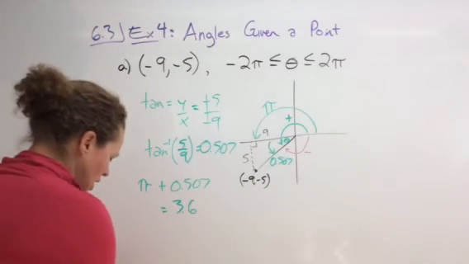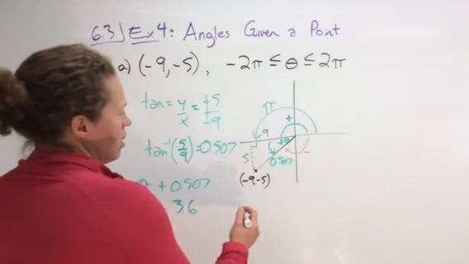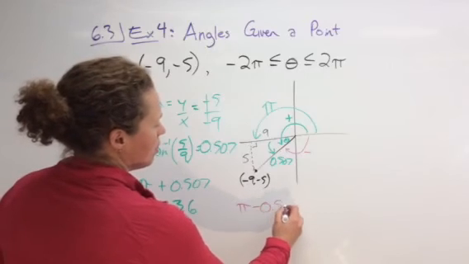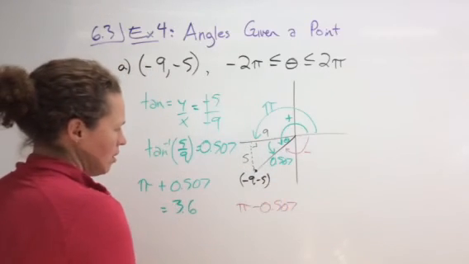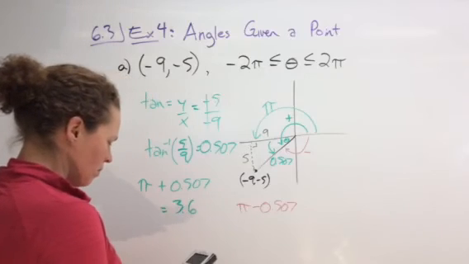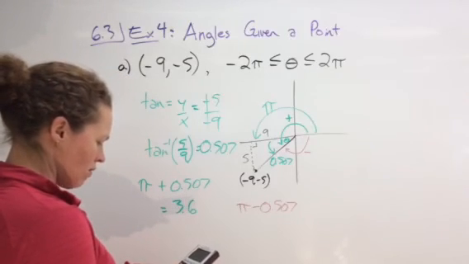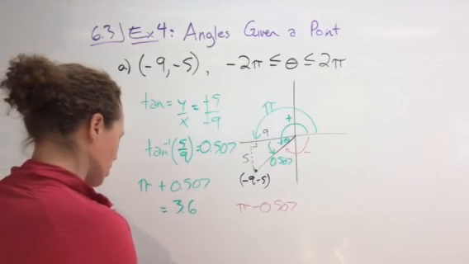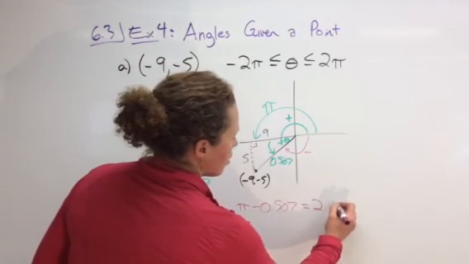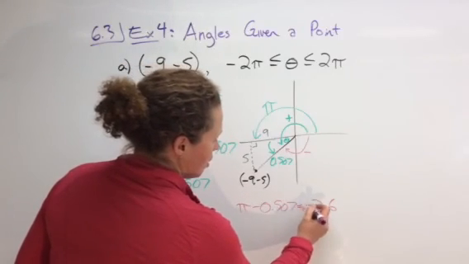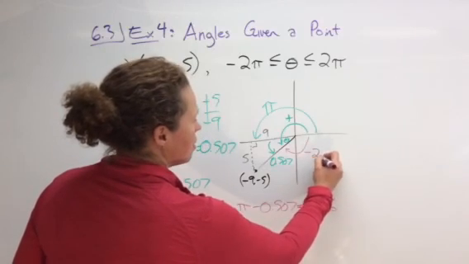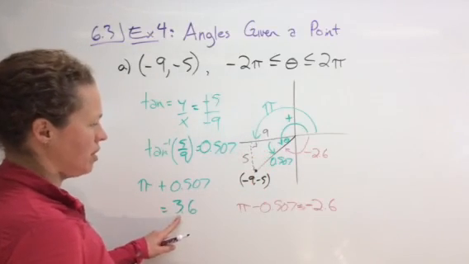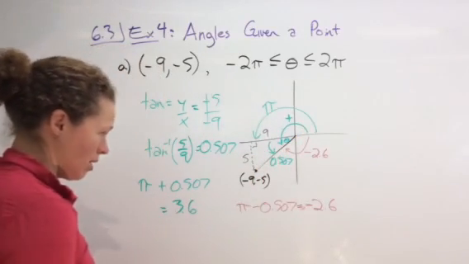If I was going to do the negative one, then I've got pi minus 0.507 to get the negative value. So I can go second function pi minus 0.507 and I get 2.6. So that would have to be a negative 2.6 for this portion. So that whole thing was 3.6. This part is negative 2.6.